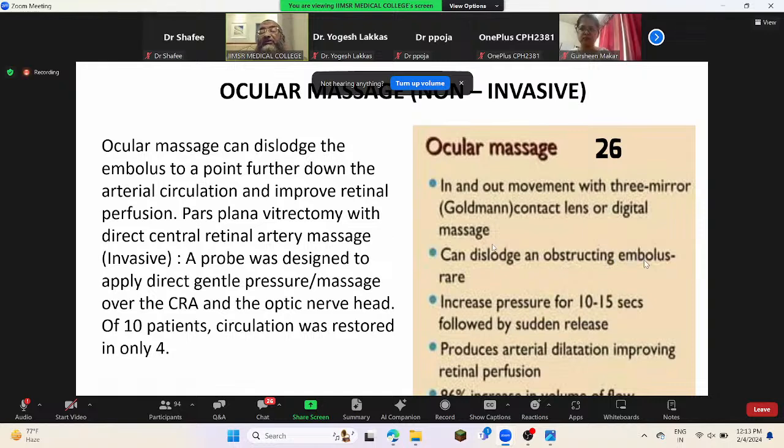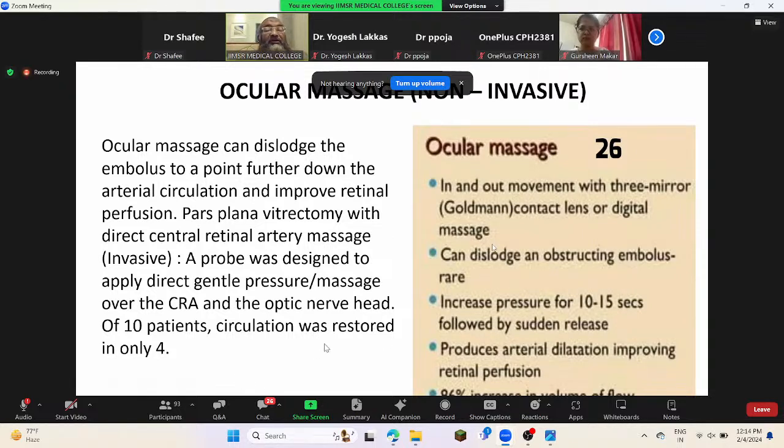It can dislodge an obstructing embolus: increase pressure for 10 to 15 seconds, followed by sudden release. There is an 86% increase in the volume of the flow. One has to keep in mind that even if you are digitally pressing from one end to the other, you should not press very hard. It should be a very slow 10 to 15 seconds, for a very short time, a movement of the fingers from one end to the other with the tip of the finger.